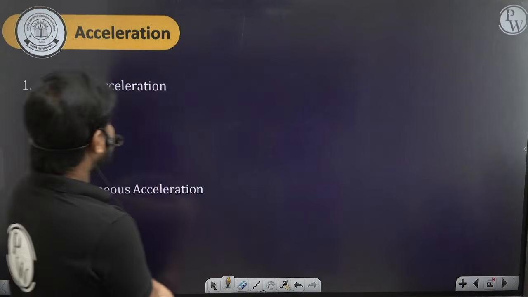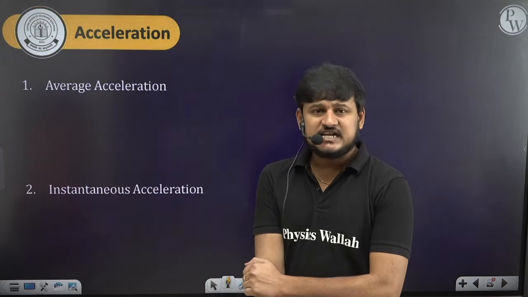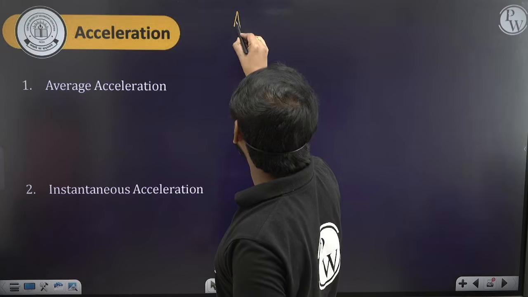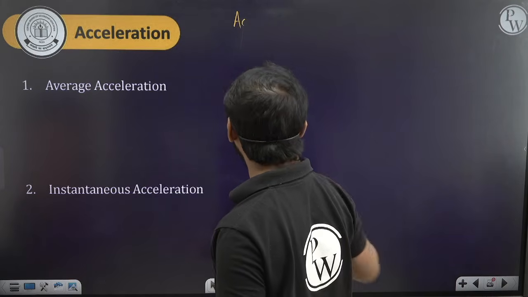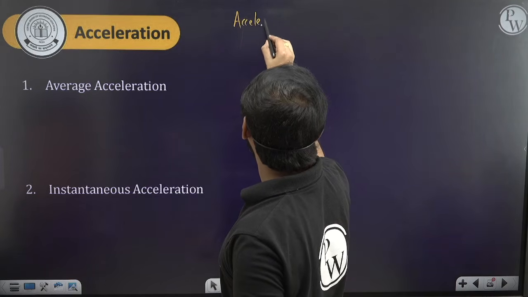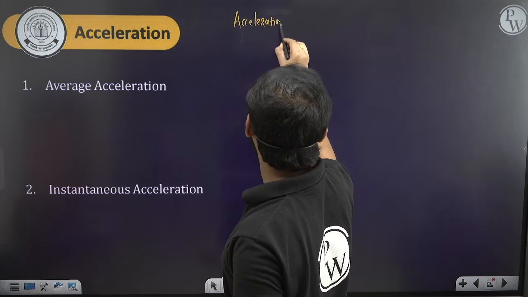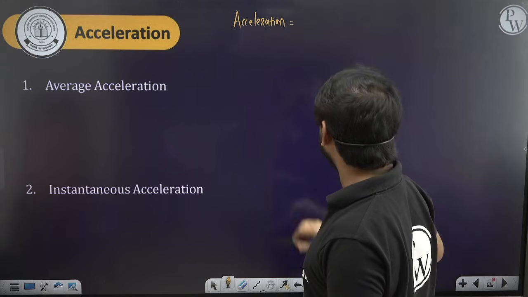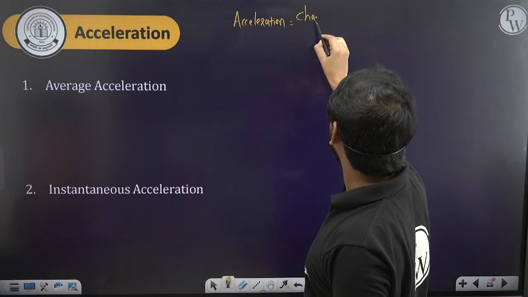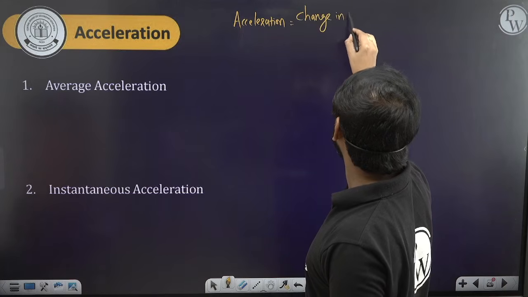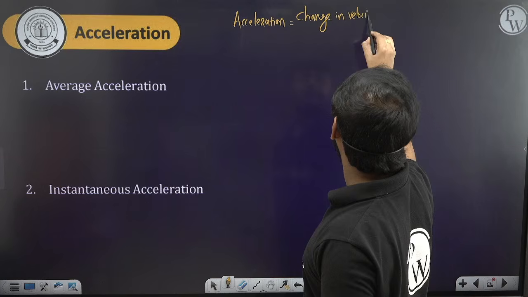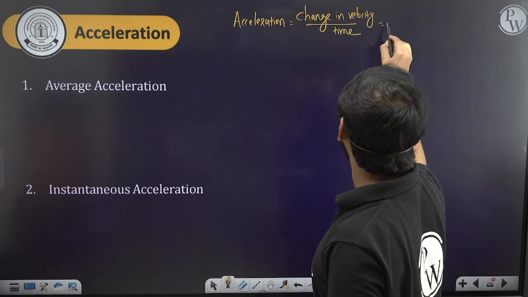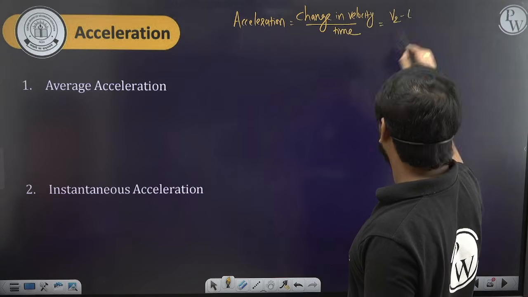Now the average acceleration and the instantaneous acceleration. You already know that acceleration is the rate at which the velocity of an object changes. So acceleration is the change in velocity by time, v2 minus v1 by the time taken.